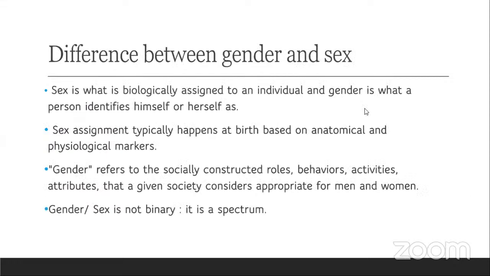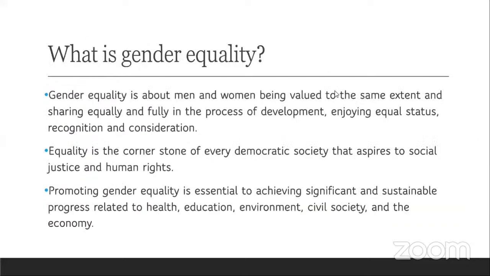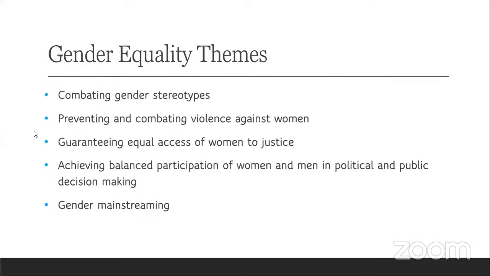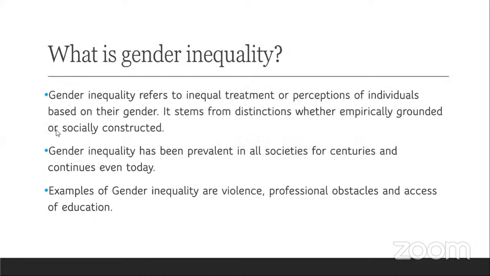Difference between gender and sex. Sex refers to physical differences between people who are male or female. A person typically has their sex assigned at birth. Gender. A person whose gender identity is different from their natal sex might identify as transgender. Gender and sex are not binary, it is a spectrum. I would like to hand over.